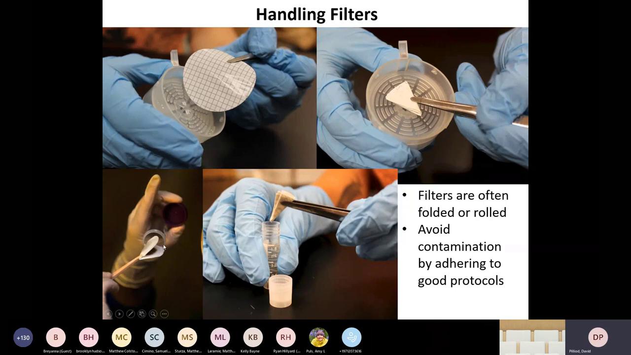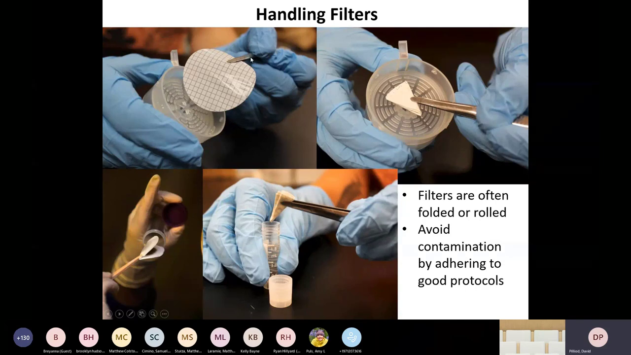Or you can use a larger Falcon tube or something like that that can be up to 50 milliliters. But this is an area where contamination has potential, and it's important to follow the protocols that are developed and train people very carefully, because if not done well, this would be a major source of contamination. In our research, we found the protocols do work well, and if done carefully, you don't have any contamination.